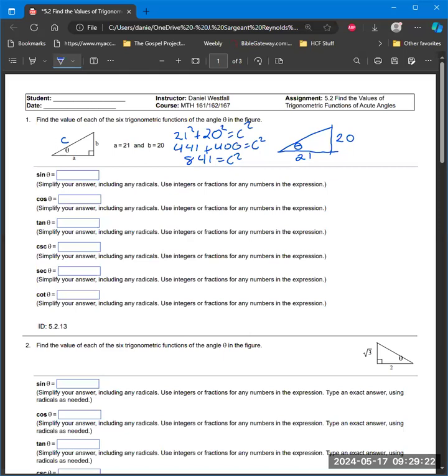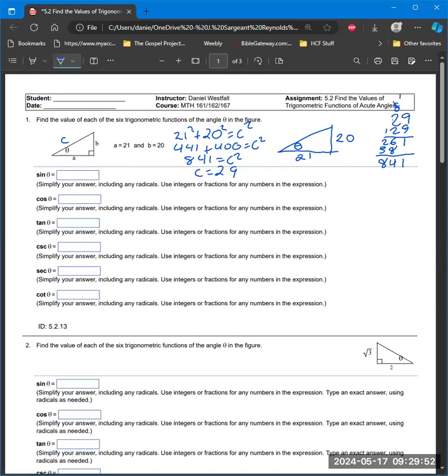And then C is going to be 29. Let me just show you that. 29 times 29, that's 81, 18 and 8 is 26, it's another 18, 4 and 1 is 5. That's 841. So this is a special right triangle.